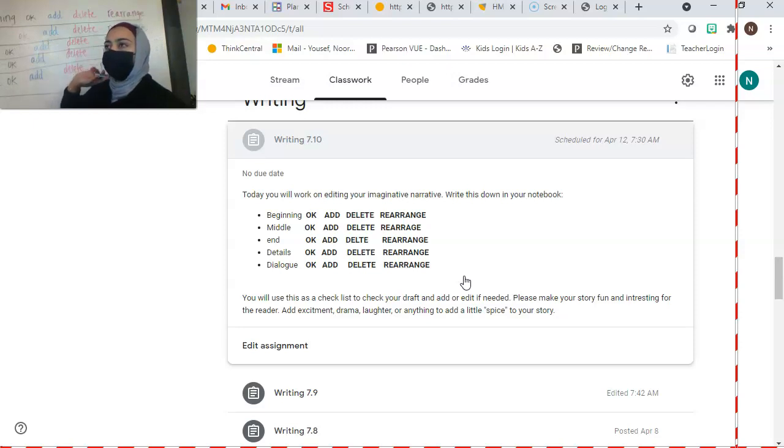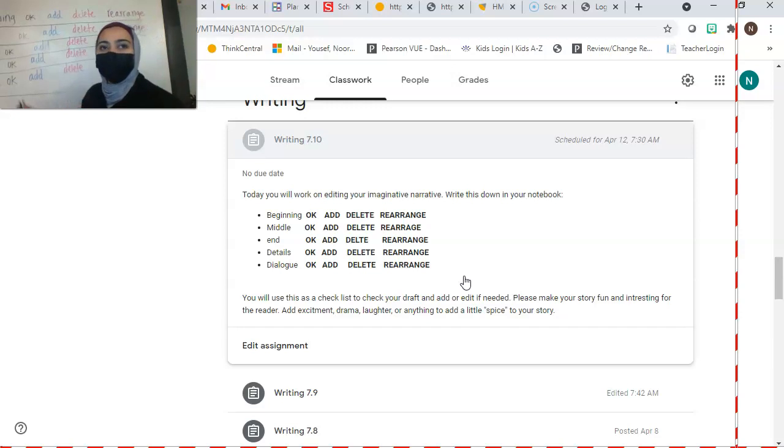So, I'm sorry, I went off again. Step 1, you're writing this down. That's probably what you're doing right now. Step 2, you're copying down what's inside of your packet, right? The writing organizer that you wrote about your story. So you're going to copy your story down inside of your writing notebook.